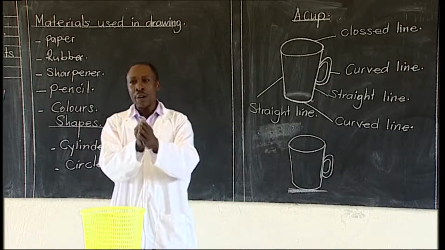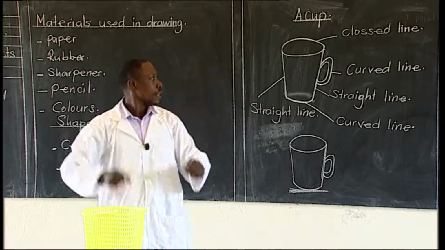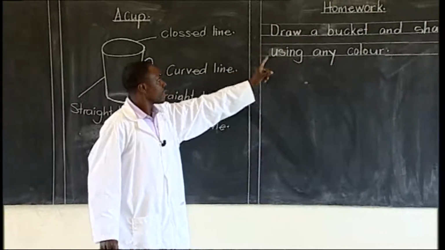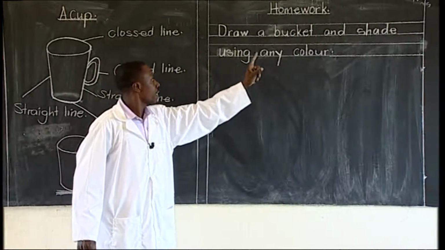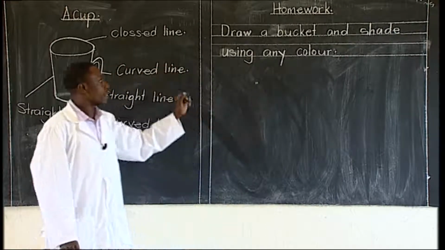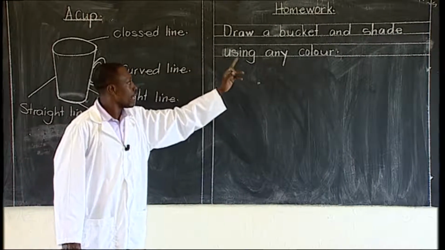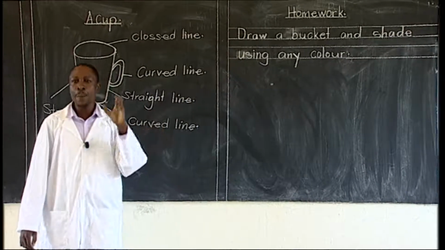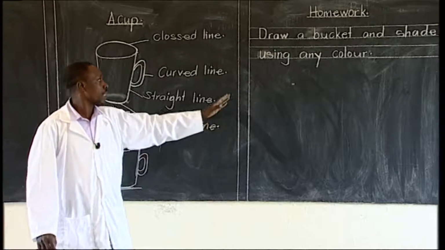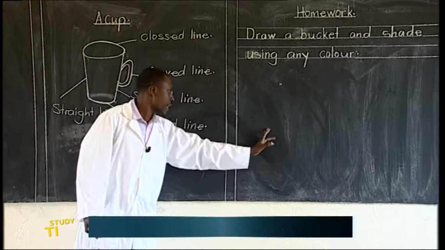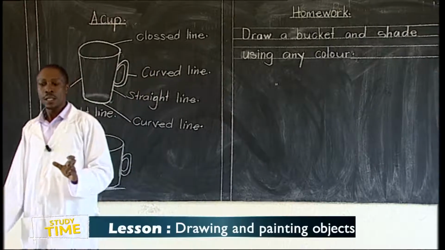I have clapped for you, and I have given you flowers. So when you reach home, this is our homework. Draw a bucket and shade using any color. And use the best handwriting to write this question, because your parents might sign here after drawing.